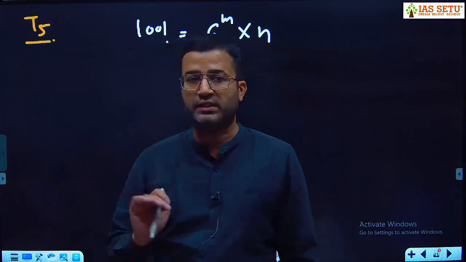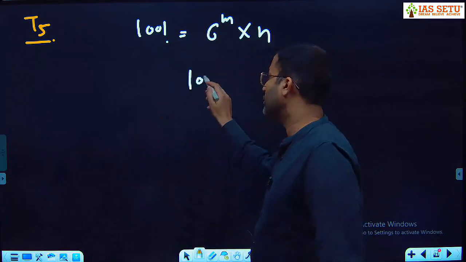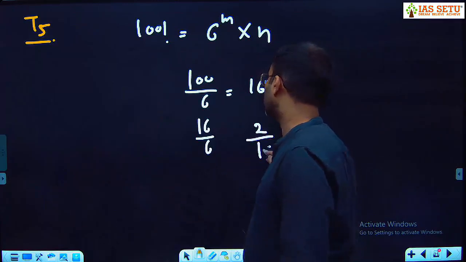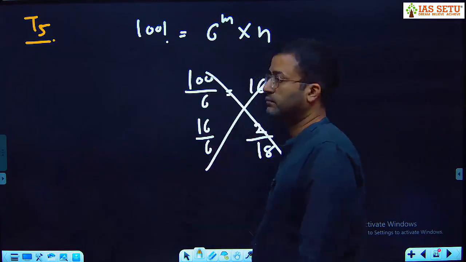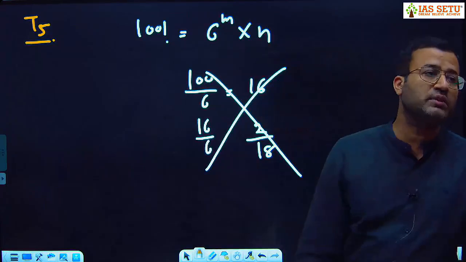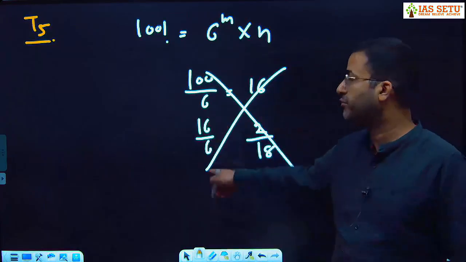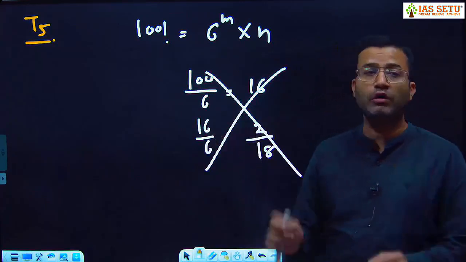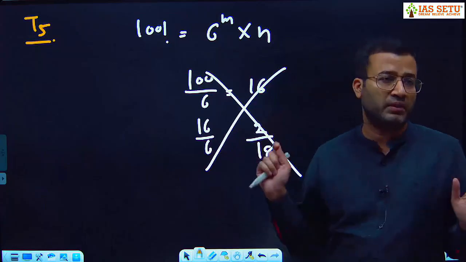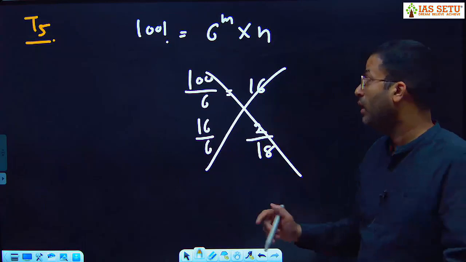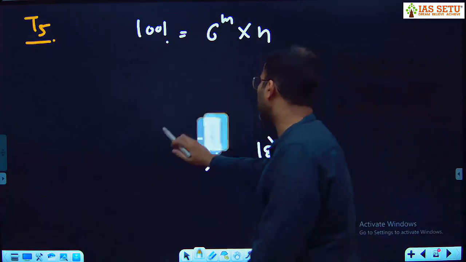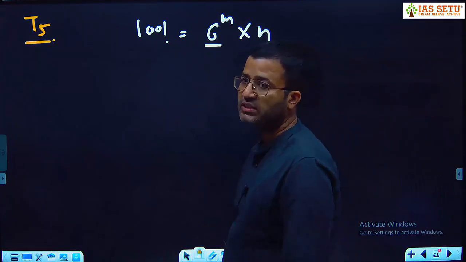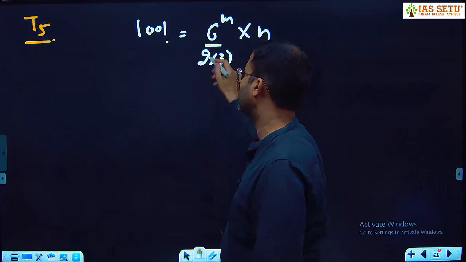Don't check directly for 6. Students make a blunder. They do 100 by 6, 16. 16 divided by 6, 2. They say the answer is 18. Wrong. You can't check a composite number directly. Only prime numbers we can check directly using this method. This method is only and only workable for prime numbers, not for composite numbers. See here, what you have to do is break 6 as a multiple of prime numbers. What is 6? 2 into 3.